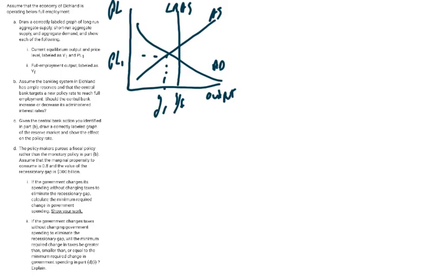Then B says, assume the banking system in Iceland has ample reserves and that the central bank targets a new policy rate to reach full employment. Should the central bank increase or decrease its administered interest rates? All right, so the administered interest rates, guys, that's just another way of saying interest on reserves, which, if we remember, is going to be the interest rate that the Fed pays banks for letting the Fed hold their money for them.